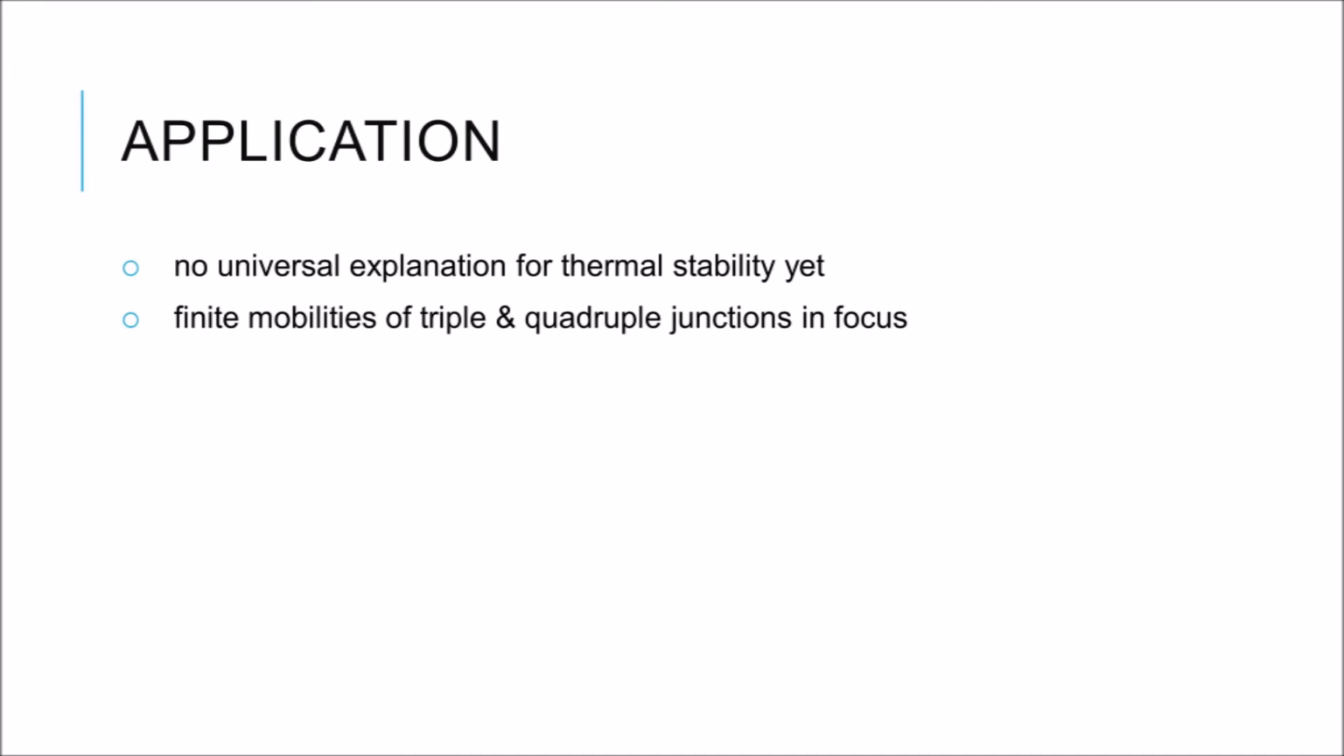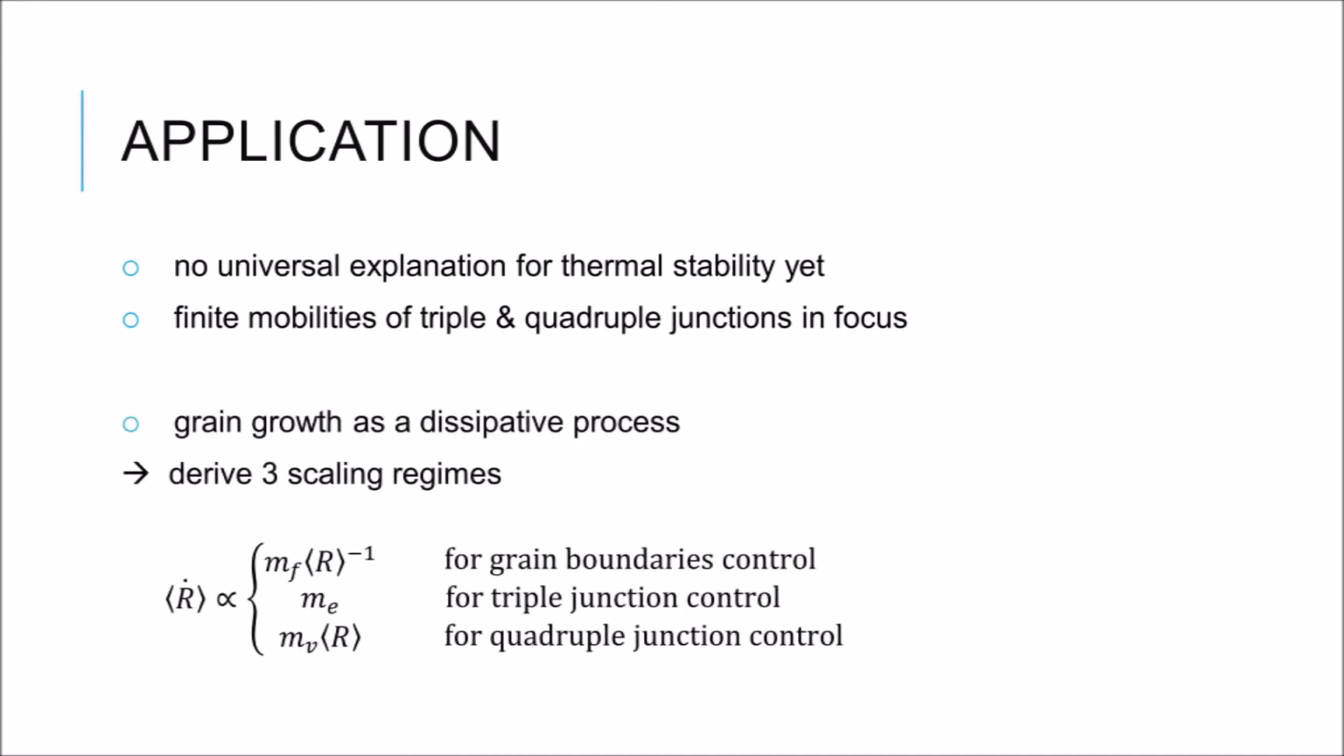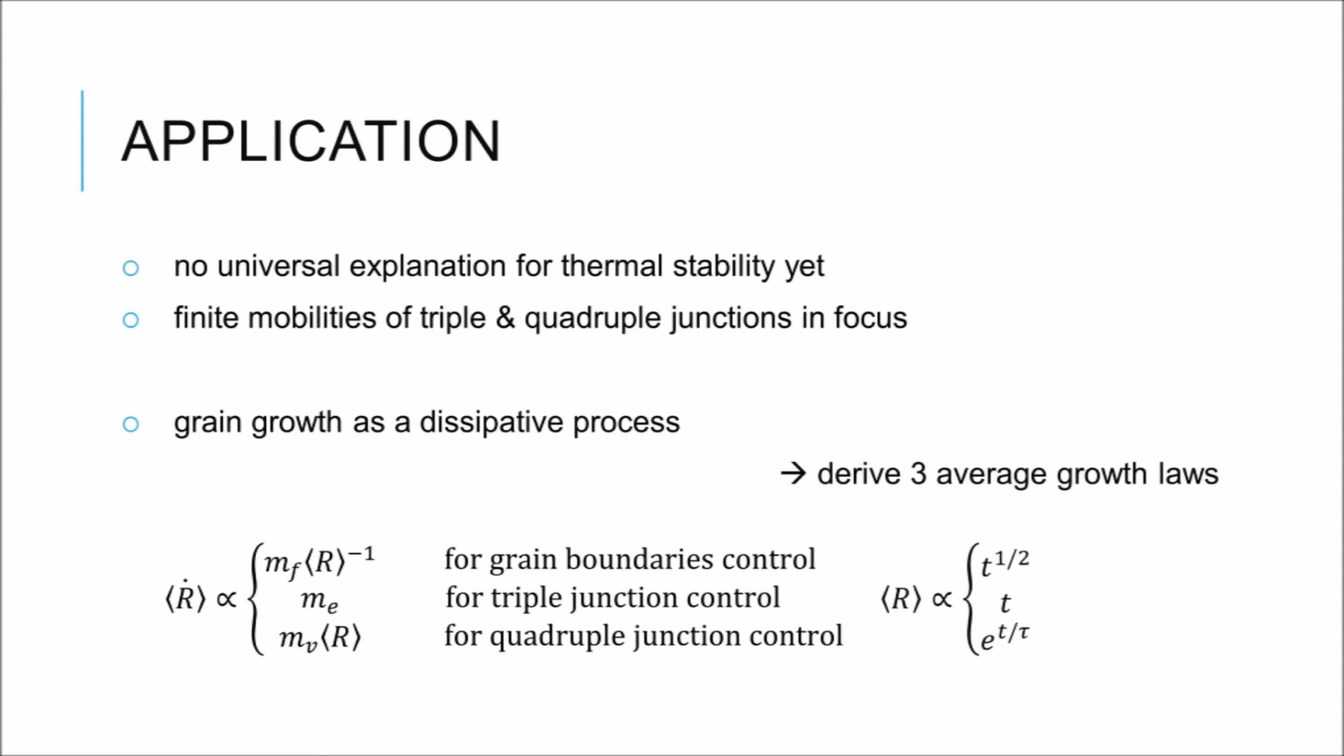What we know from analytic theory is that grain growth is a dissipative process. We can derive 3 different scaling regimes for grain boundary control, for triple junction control, and for quadruple junction control, depending on which mobility for the 3 different features drives our kinetics most. Now, of course, this looks already different for the 3 different kinetics. We get 3 different scaling regimes, but maybe it's easier for you to look at average growth laws. And by integration, we get those.